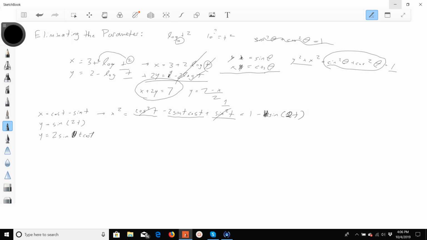Okay, that's x squared, and then y is just sine 2t. So x squared is this. So if I add these, I get x squared plus y is equal to 1.